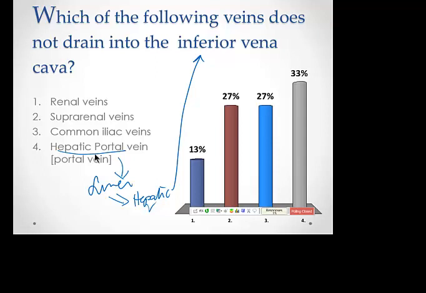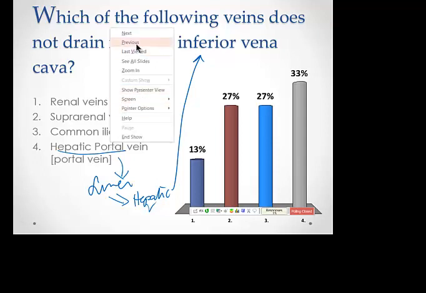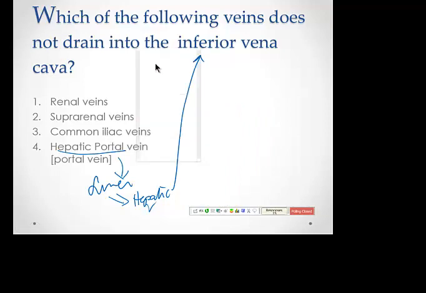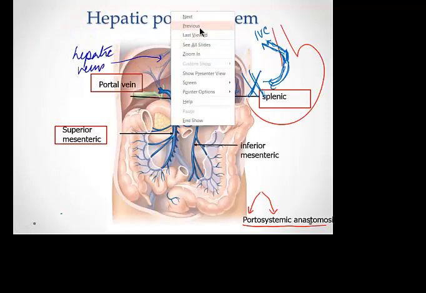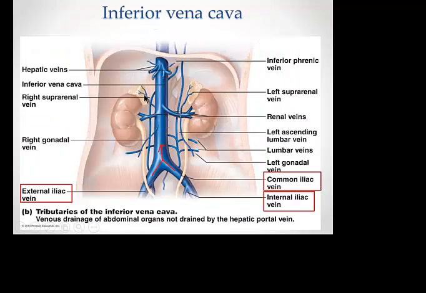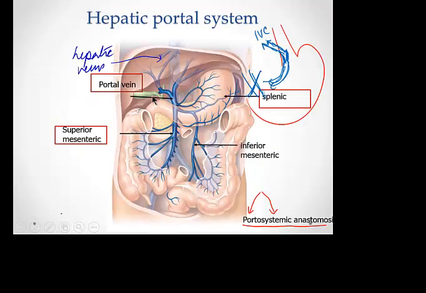Okay? And if you go back and look at this picture, you can see here, look at this, suprarenal veins going into it, renal veins going into it, two common iliacs joining and draining to form the IVC, all of them go into IVC, except that, and here it's only the hepatic veins which go here. Portal vein goes into the liver, okay?